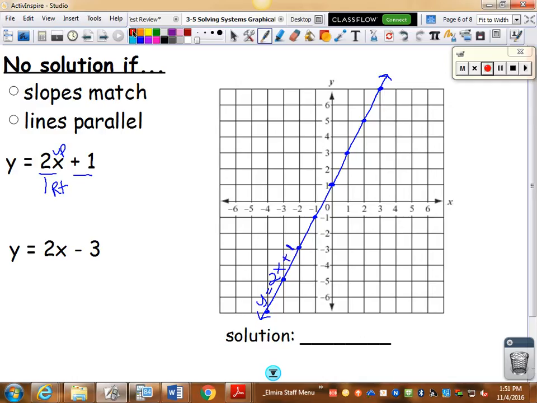Okay. Now, I've told you this one is special, but we're going to pretend we don't know it's special. We're just going to keep going. All right, -3 is our starting point. And this is also up 2, 1 to the right.